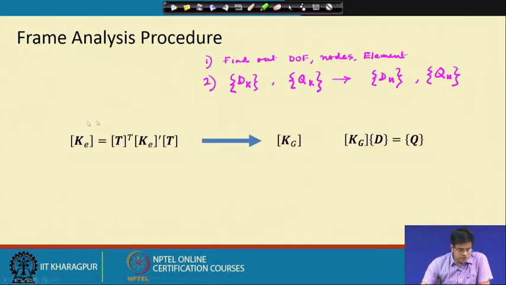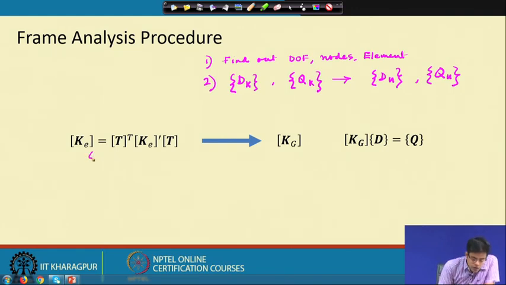So finally you get the stiffness matrix in the global coordinate system from the local coordinate system. In case of a truss, it was probably 4 cross 4, and for a beam this was also probably 4 cross 4, and finally for a frame it is a 6 cross 6 matrix. Once you know this 6 cross 6 matrix, through the transformation matrix, this is also a 6 cross 6 matrix.